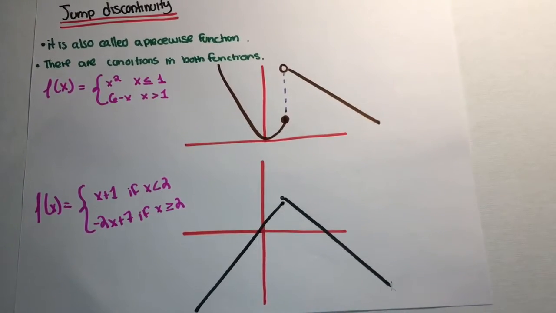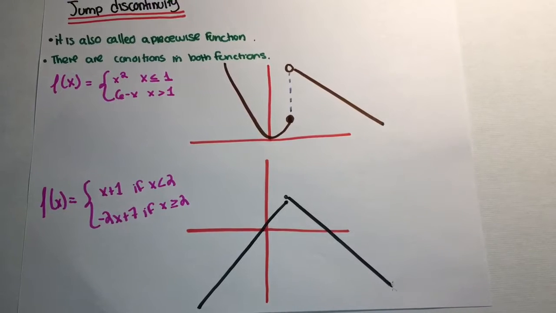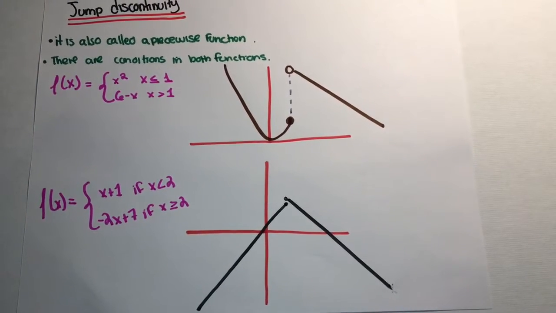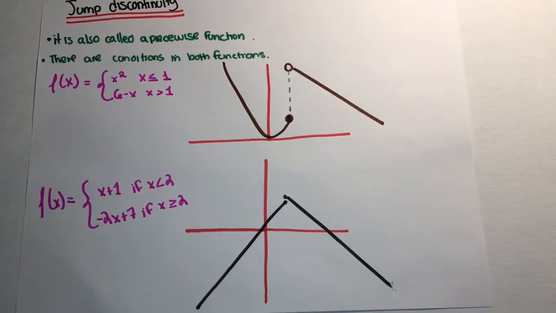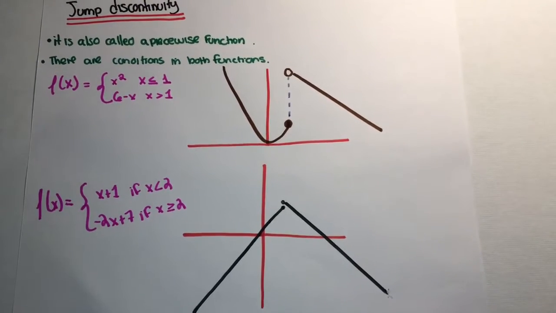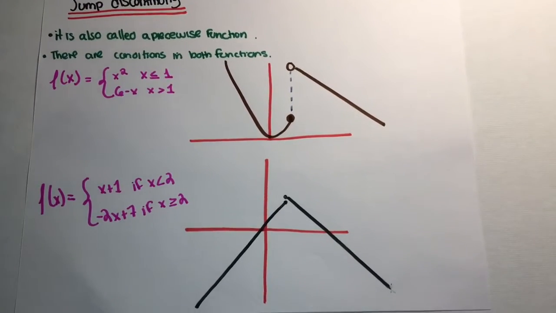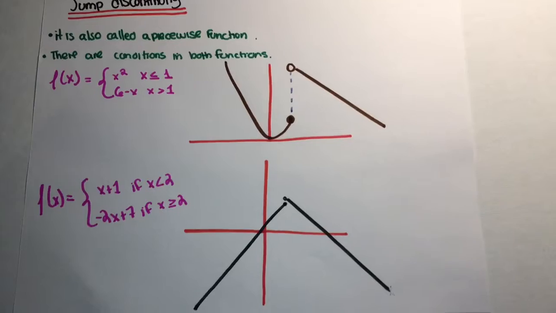That's jump discontinuity. And in the second function, f of x equals x plus 1 if x is less than 2, and minus 2 times x plus 7 if x is equal to or greater than 2.